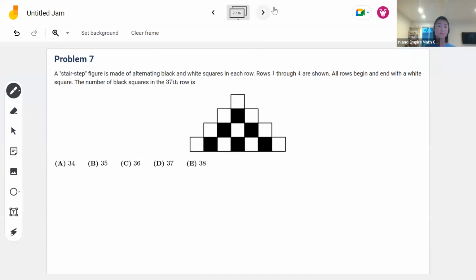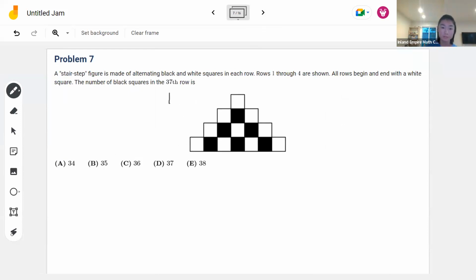This is going to be a pattern problem. So let's read it real quick. A stair-step figure is made of alternating black and white squares in each row. Rows 1 through 4 are shown. All rows begin and end with a white square. And we're looking for the number of black squares in the 37th row.